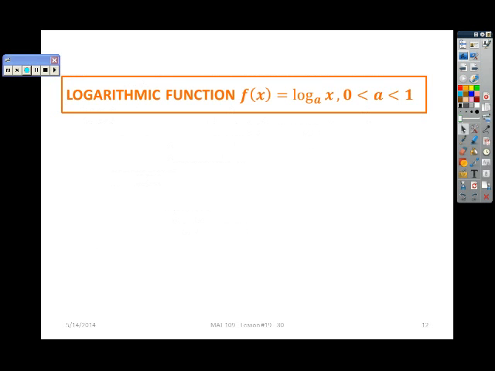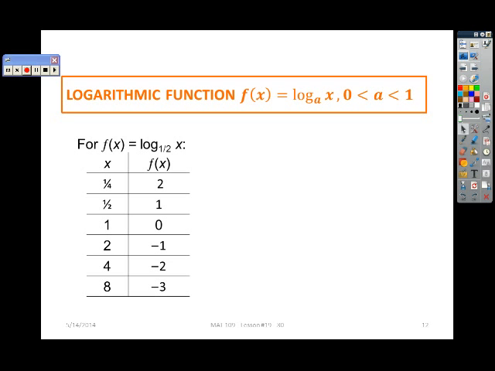Now let's do the same thing when a is between 0 and 1, so a fraction. If you use 1/2, you get values like this, you graph it, and the function looks like this. It's still only in that positive half. You never take the logarithm of a negative, but now instead of increasing, it's decreasing. As x gets bigger, the logarithm gets more and more negative.